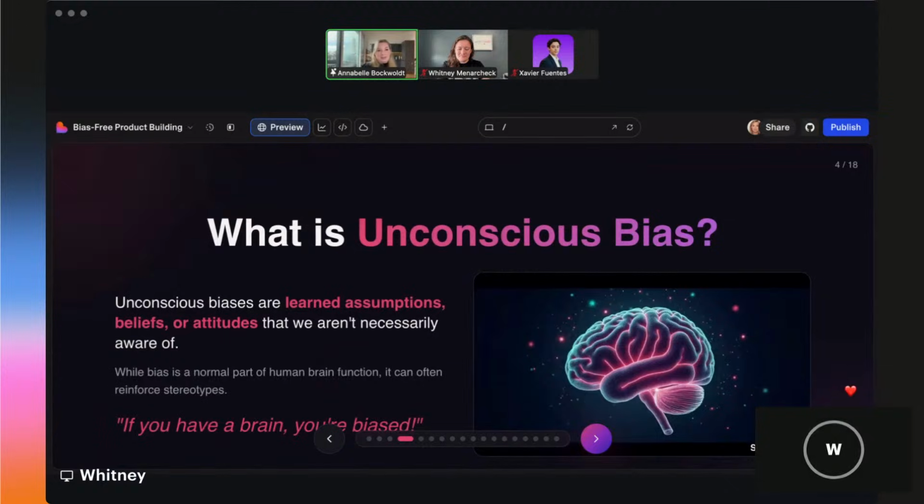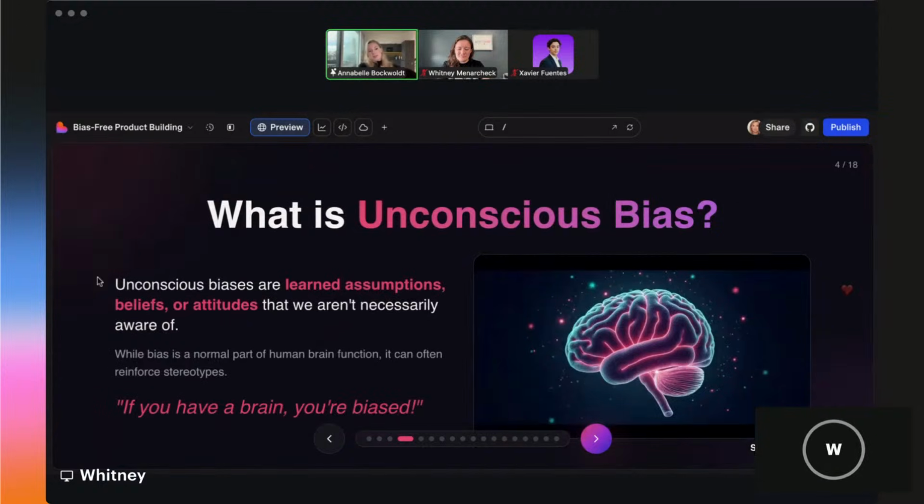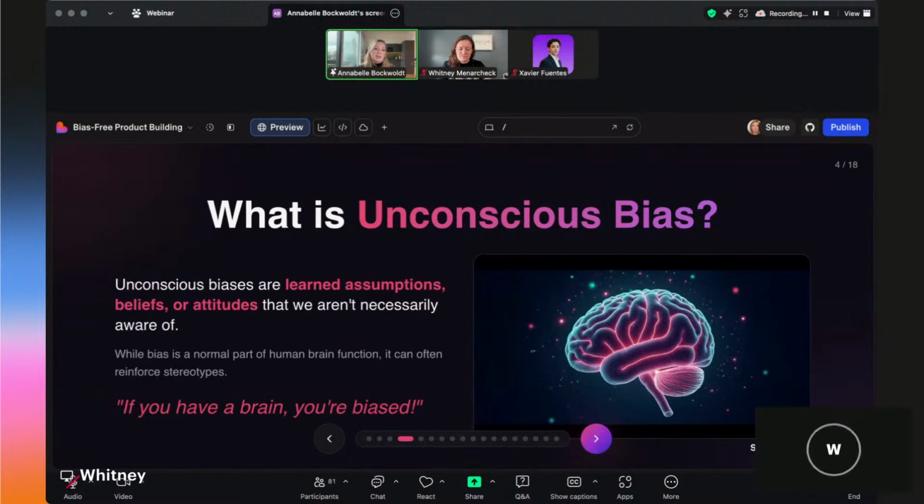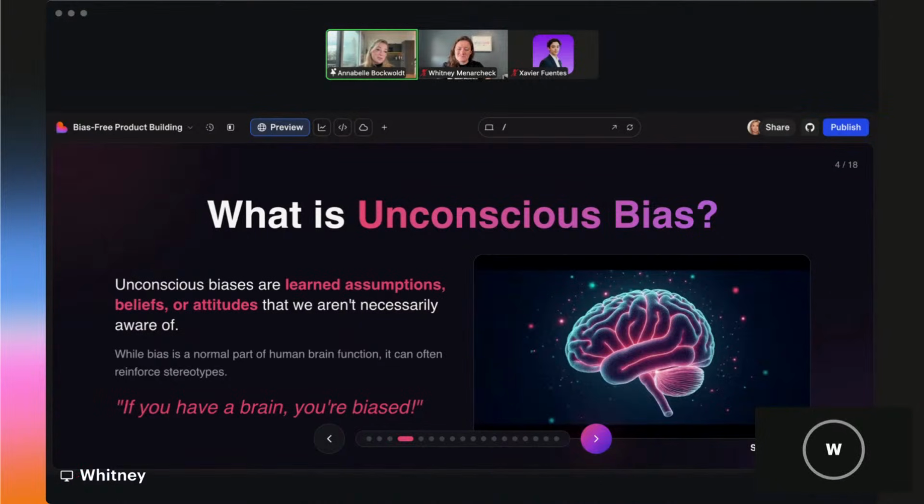So what is unconscious bias? The good news is everyone has unconscious bias. This one is not to shame you today, but basically unconscious bias is our learned assumptions, beliefs, and attitudes, and we are not necessarily aware of it. These are the quick decisions that we're making, or quick stereotypical thinking that we're having. And if you have a brain, the good or the bad news, depending on how you see it, you will be biased.